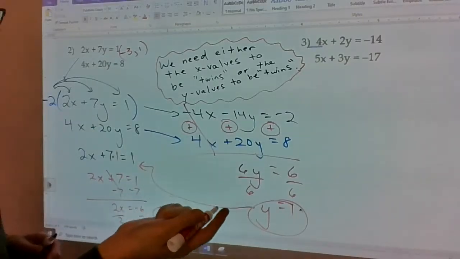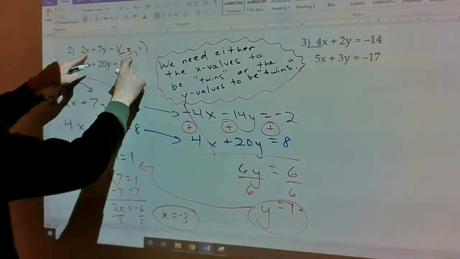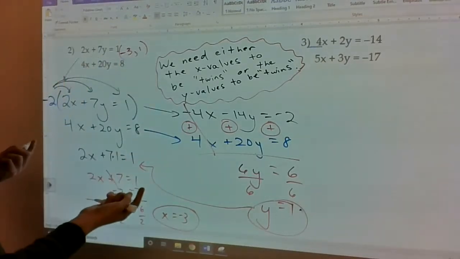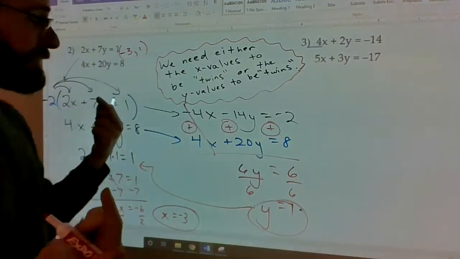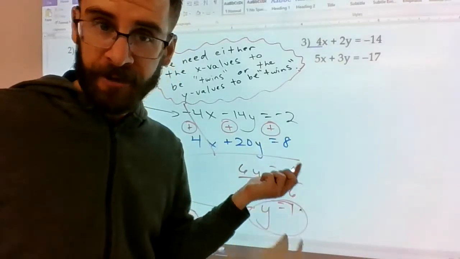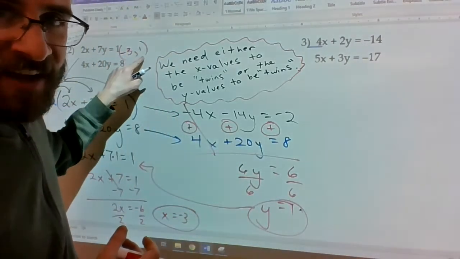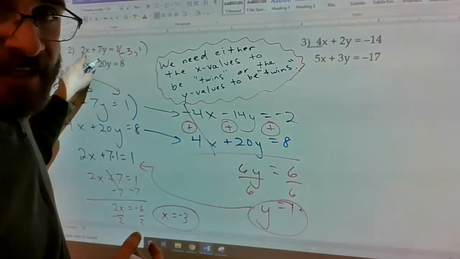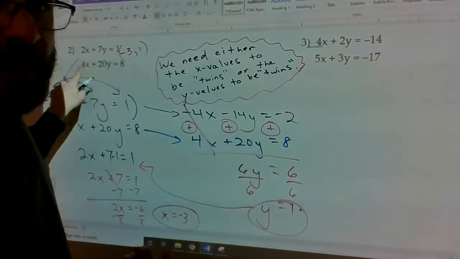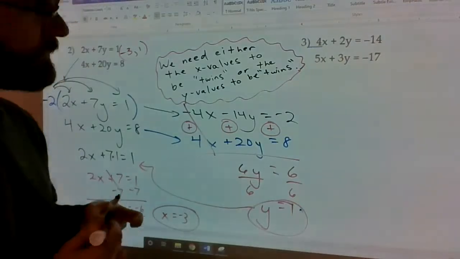By the way, remember, you can check your answers by plugging the negative 3 in for x and the 1 in for y. And if they don't give you 2 true statements, you have to go back to the beginning and figure out what went wrong. Okay? Doing a quick mental check, I find that both of these do check out. Negative 6 plus 7 is 1, and negative 12 plus 20 is 8. So they both check out.